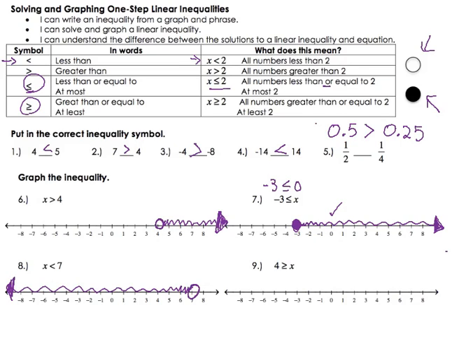And lastly, number 9. I have 4 is greater than or equal to x. So is this one a circle or a dot? It's going to be a dot on the number 4. And again, my x came second, so can I trust my inequality symbol to tell me which way to draw my arrow? Nope, I got to go the other way.